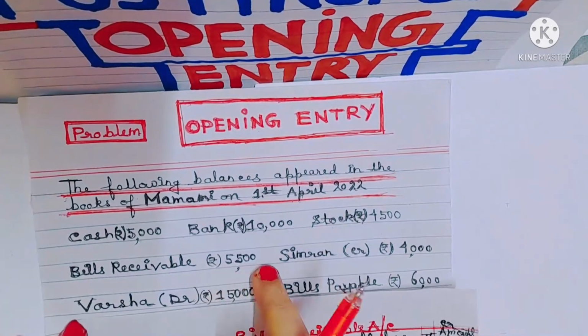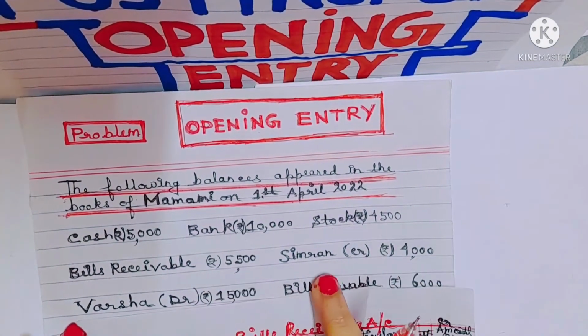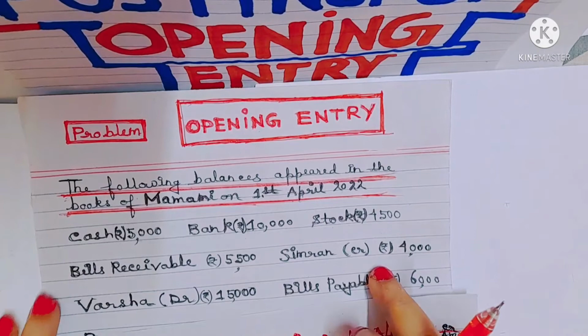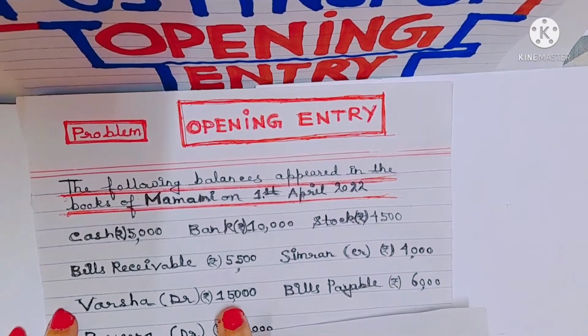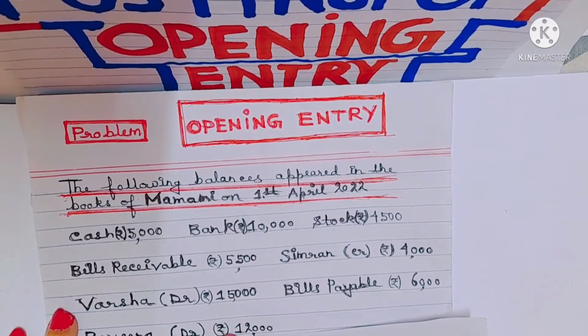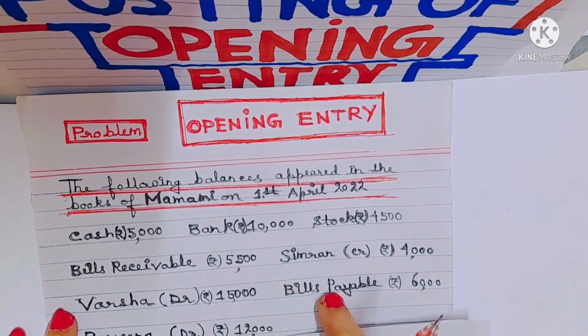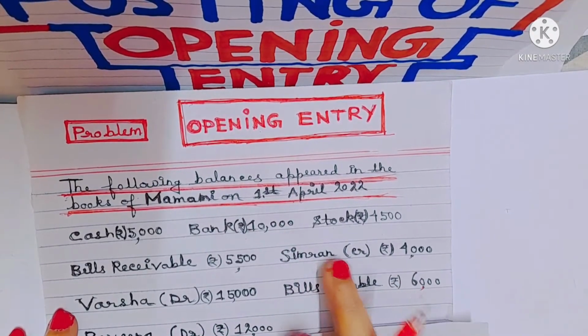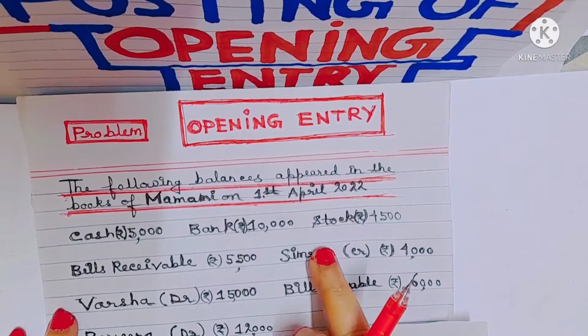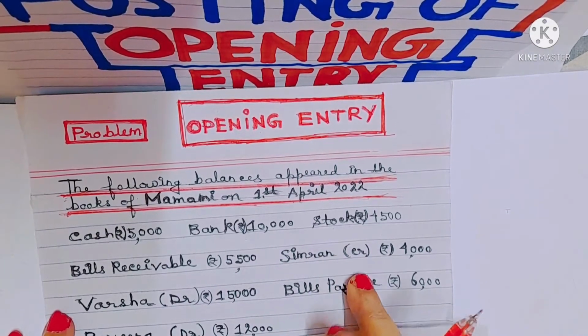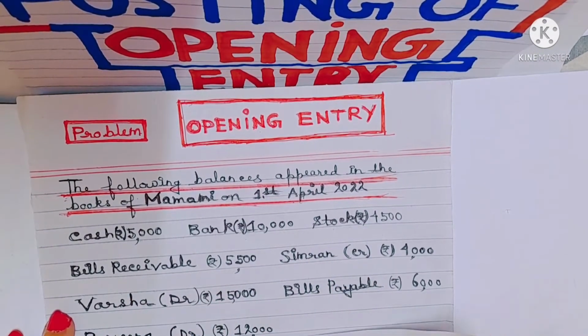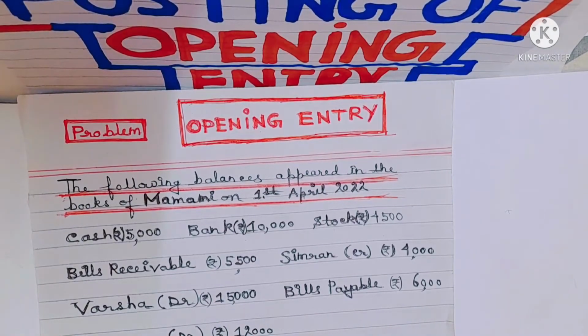See, 5,500. Now Simran is a credit balance. Before that we have more assets. Varsha is a debtor, an asset. Ravina is also an asset. So bills payable and Simran, both, plus capital, three. So how many liabilities are left? Simran, bills payable and capital. And two assets are still left. Let's do it.